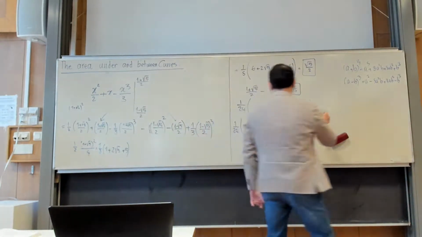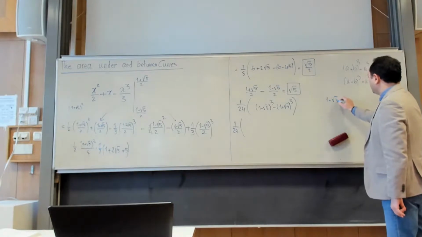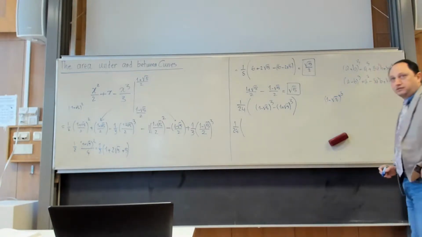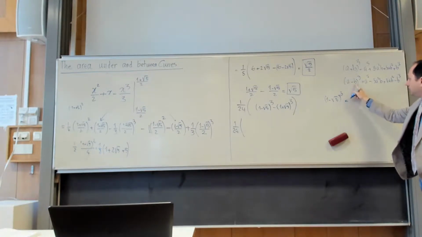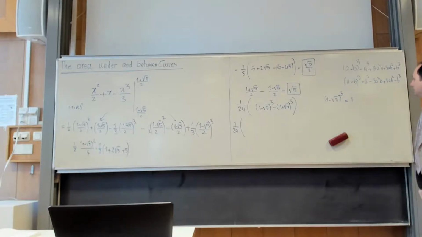Let us do it patiently here. 1 minus the square root of 5 to the power of 3. Which one is playing the role of A? 1 is playing the role of A. This one is playing the role of B. Okay? So 1 to the power of 3 is nothing except 1. Can you write what is this one? A is 1. B is the square root of 5. So it becomes minus 3 square root of 5.